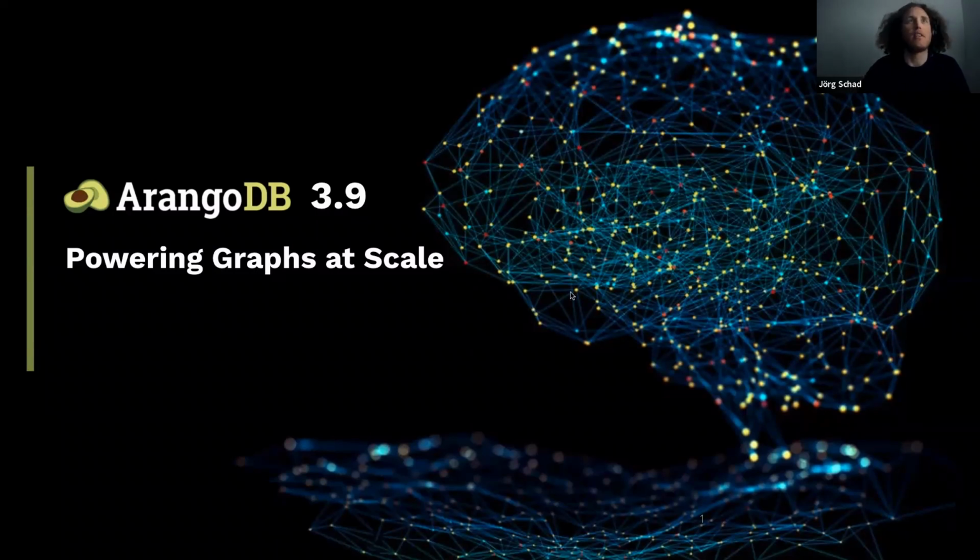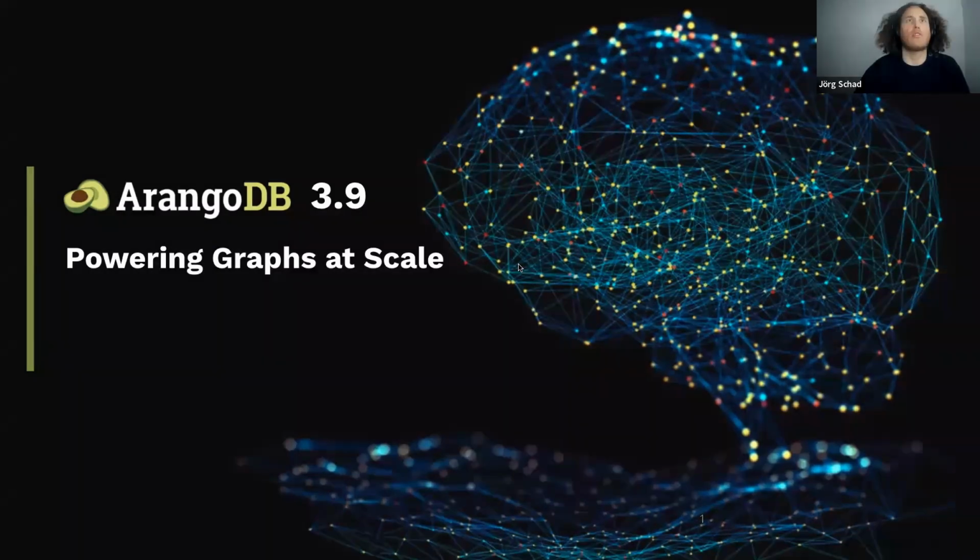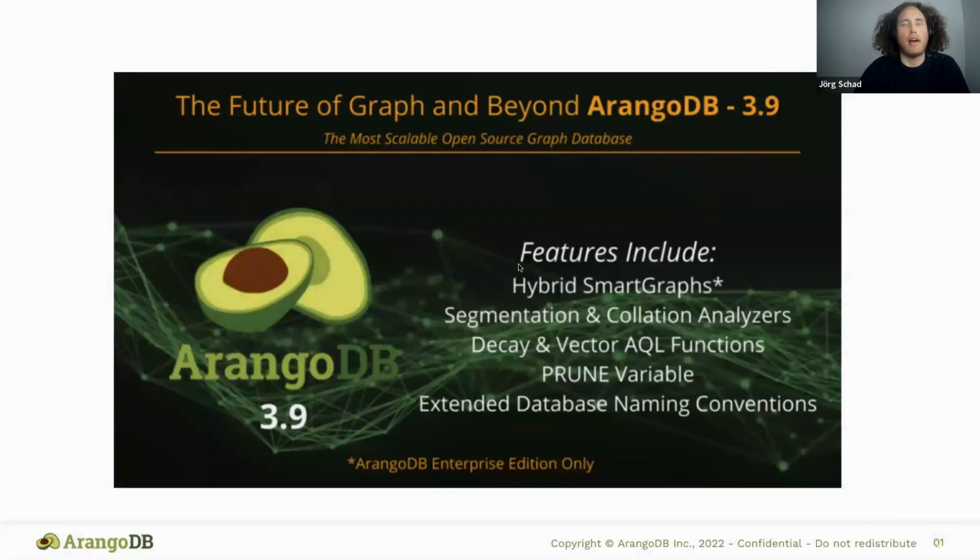Powering Graphs at Scale. So in short, what is this going to be about? About 2 weeks ago, February 15th, we released ArangoDB 3.9 with a lot of cool features, from hybrid smart graphs, from different analyzers for ArangoSearch, from different new AQL functions, and a lot of different performance optimizations we'll see within the next 45 minutes. And if we have enough time, we'll also see a short demo out there.